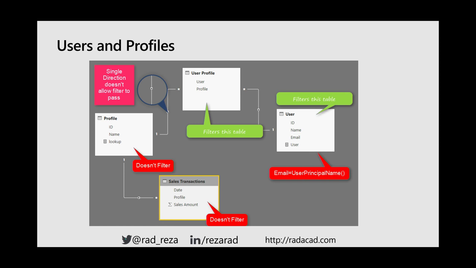Now, here comes the challenge. The direction of relationship between profile and user profile is one to many, and it is single directional from this table to that table, right? So what that means is you filtered this table, but this table is not filtered. So when you put that filtering, still user will see everything. You have the row-level security, but user will see everything because this doesn't pass the filter.